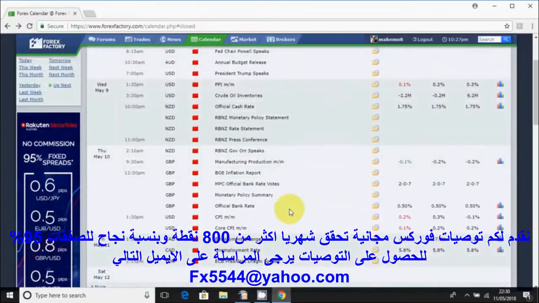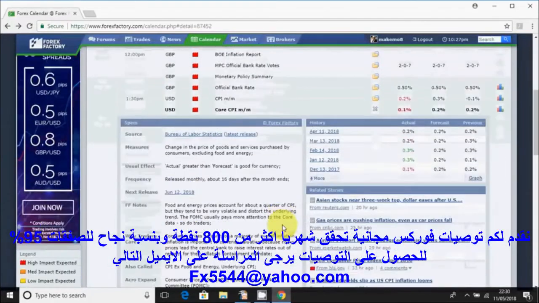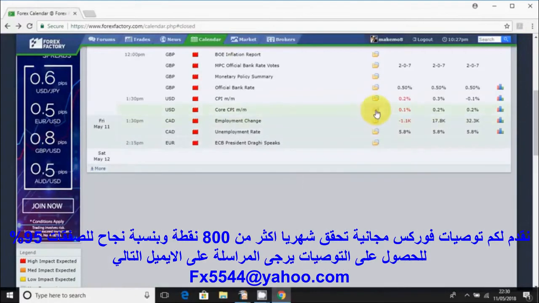So let's look at another one. Let's look at the CPI. Okay, the CPI, so that's the inflation report. If you look at the inflation report, what does it mean? The inflation report is a change in the price of goods and services purchased by consumers, excluding food and energy. If the actual is greater than expected or forecast, it is good for the currency. So you can read this detail. To get the detail, you can click the folder. It will tell you the detail.